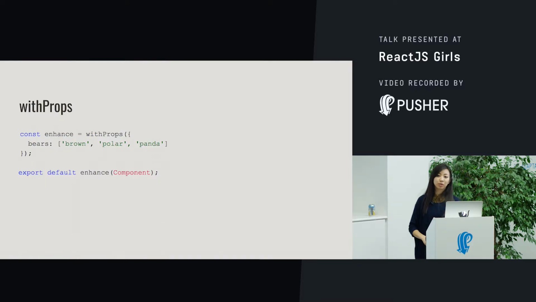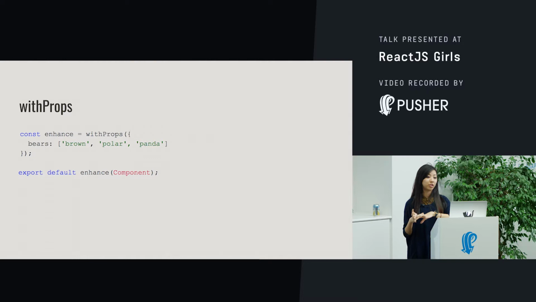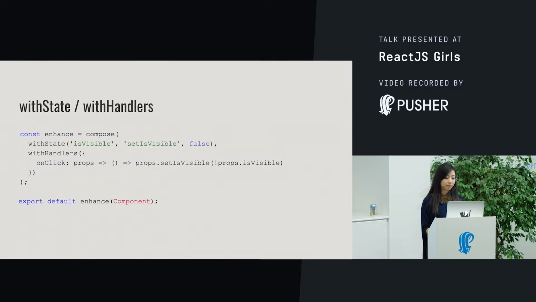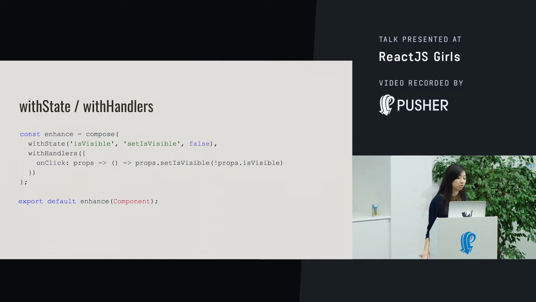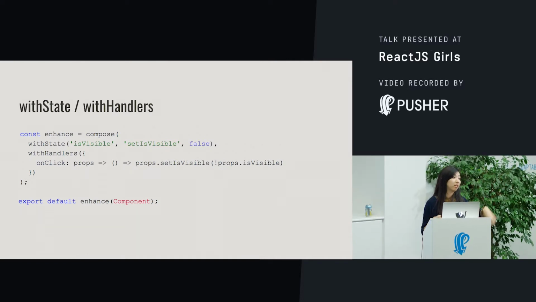So Recompose also has a bunch of other utility functions. So we've got with props, where you can pass extra data to your original component. With state and with handlers work together. With state allows you to have internal state for your component rather than global state using your Redux store. Handlers are like what happens when you click a button. But it means you can take all of this out of your component and separate the concerns.